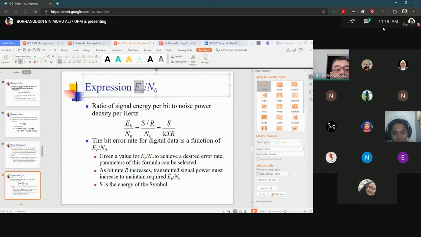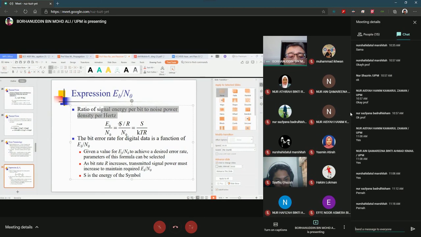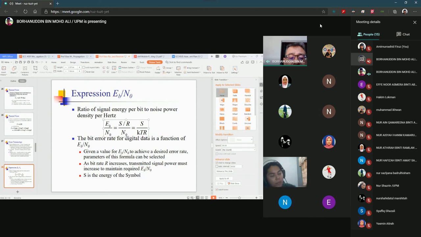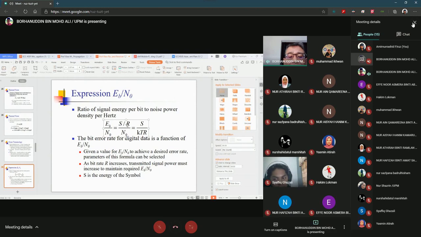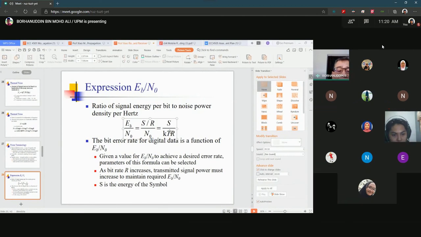So this is the controlling parameter called signal to noise ratio. Eb over N naught is the ratio of signal energy per bit to noise power density per hertz. And this one is represented as S, which is a symbol. S is the energy of the symbol divided by the data rate, R. Depending on what transmission rate you are using, that gives you S over kTR.